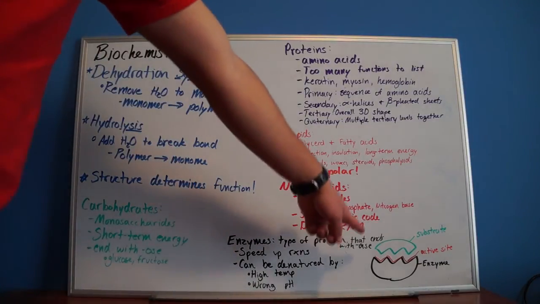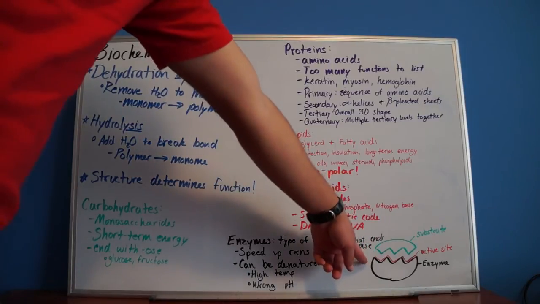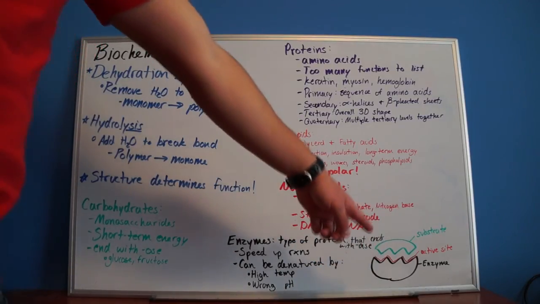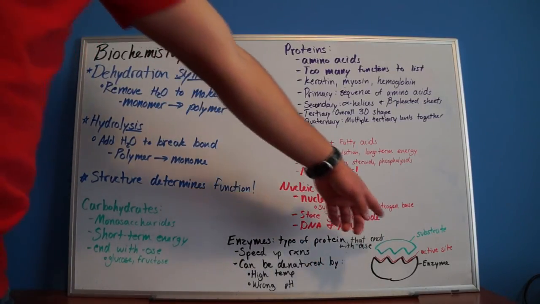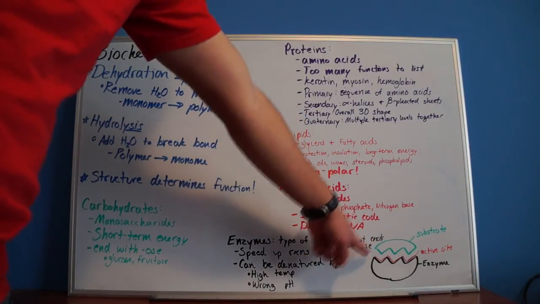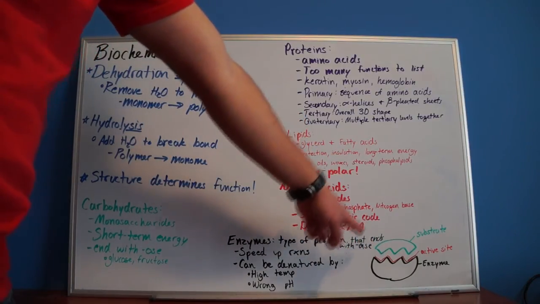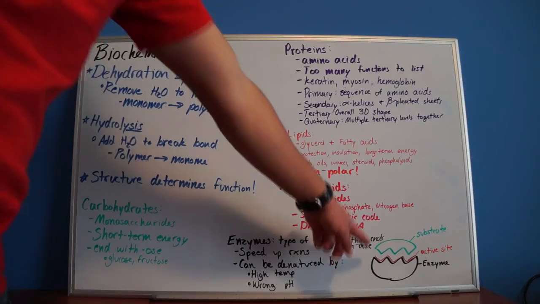And then here's a drawing of an enzyme. So this is the enzyme. On the enzyme, where the substrate binds is the active site, and then whatever the enzyme is working on is the substrate. This part tripped a lot of people up. They didn't know where to put the active site. Active site is part of the enzyme itself.